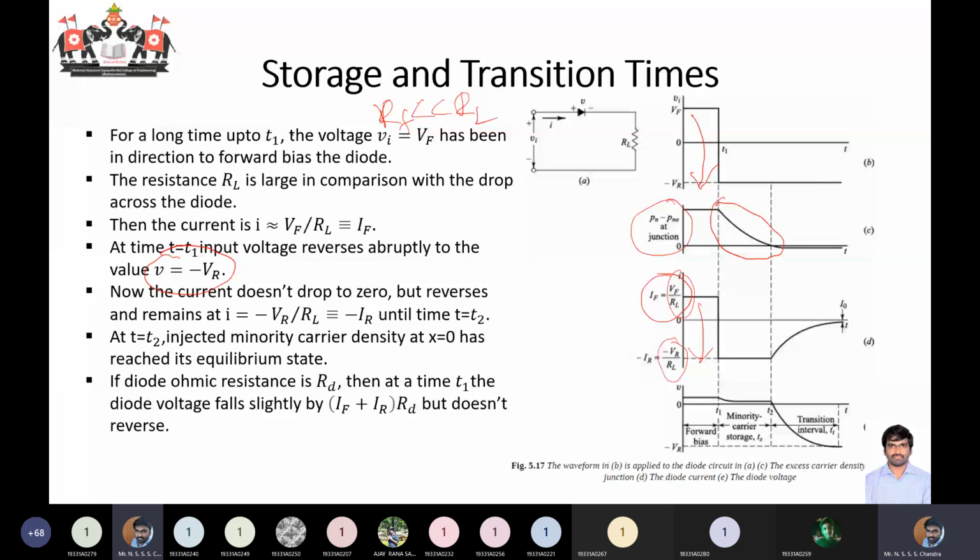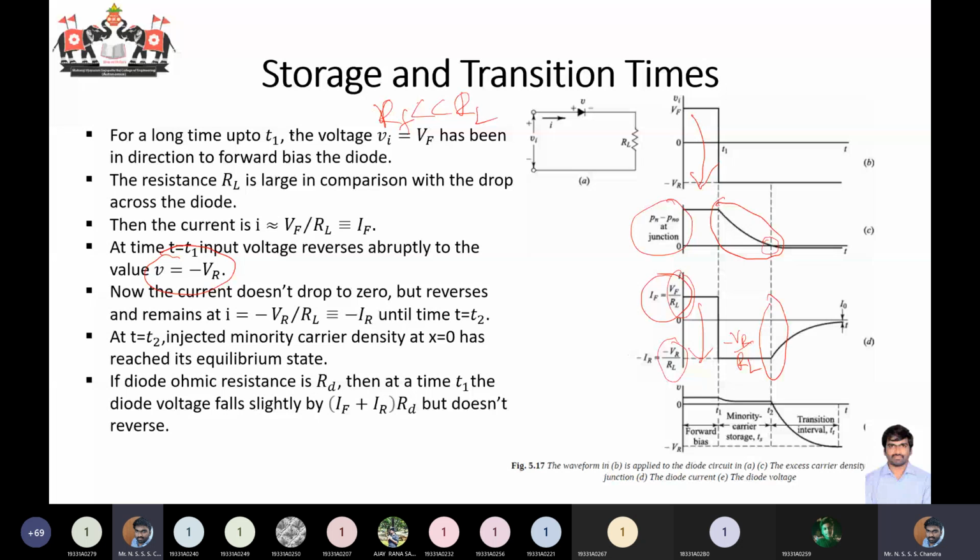And then it will stay until a time t2. So time t2 is somewhere over here, and this is your time t. So till this time, your current is equal to minus Vr by RL. At time t2, the injected minority carrier density reaches its equilibrium value. So when it crosses this Pn minus Pn naught, it reaches zero. At that instant, your current starts decreasing back to your minus I naught value.